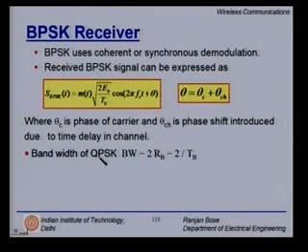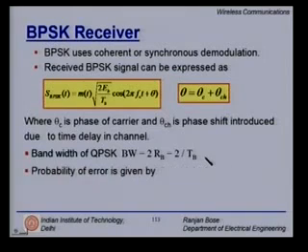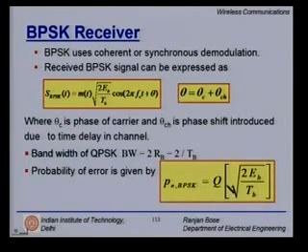The bandwidth of BPSK is 2Rb, equal to 2 over Tb. Now the probability of error is given by Q function of root 2Eb over N0. This is a standard expression, so we quote it here without the derivation.